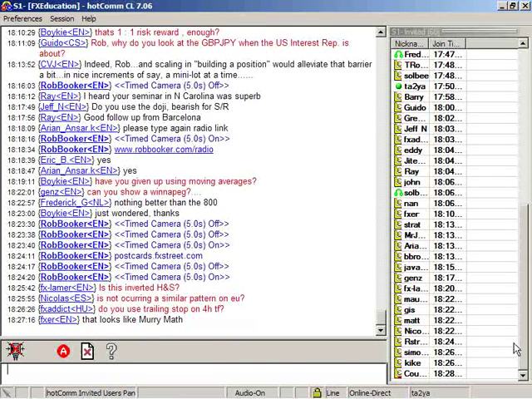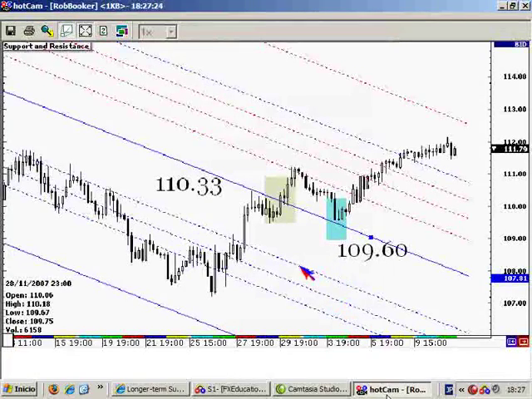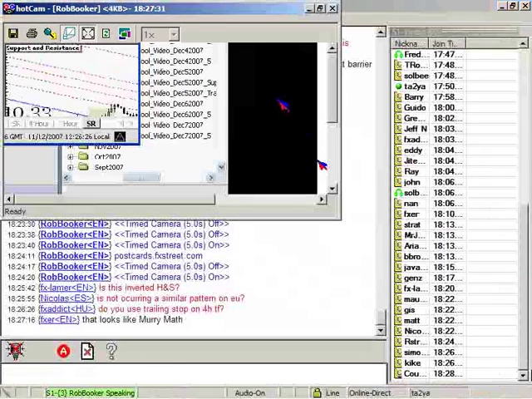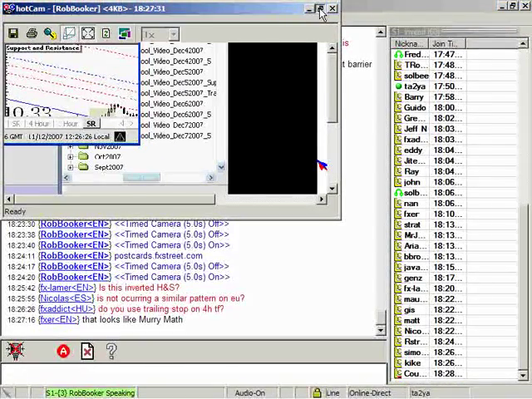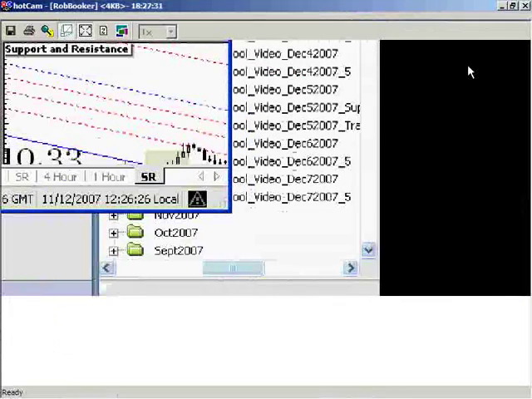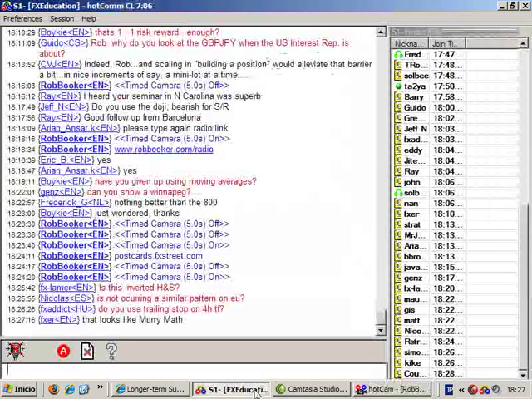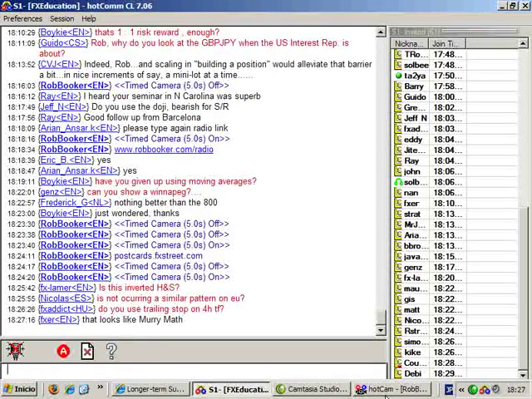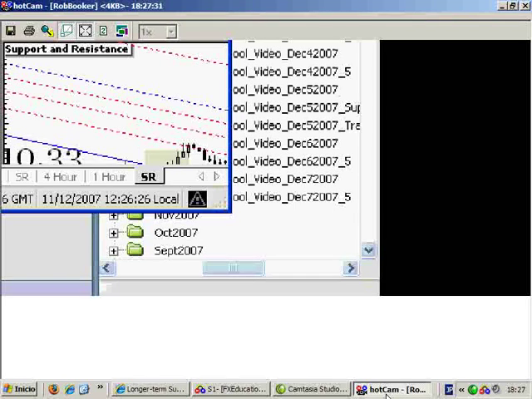FX Lamer asks, is this an inverted head and shoulders? Well, let's take a look at that. I think what you're referring to is the dollar yen. What you could say is, let's replicate this chart and let's look at a traditional price pattern. If you like price patterns, then that's fantastic. I think what they were looking at, Dave, is that this could possibly be the neckline of a head and shoulders pattern.